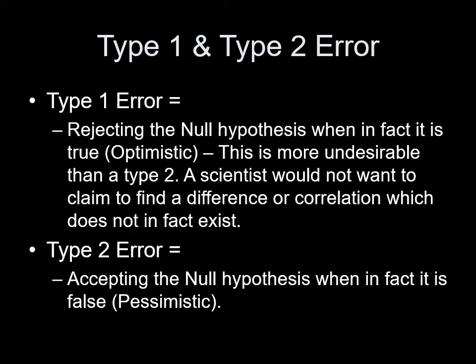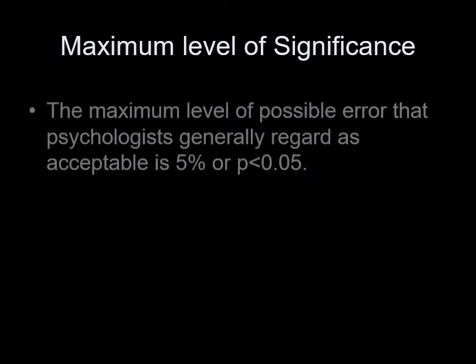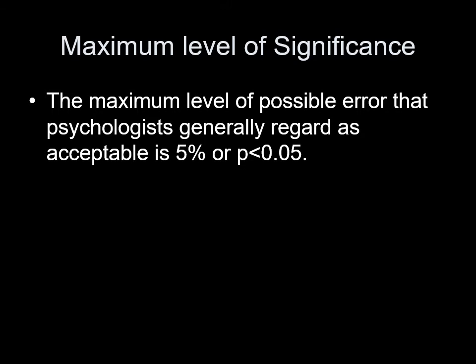Now, scientists would ideally make these errors more than they would type 1 errors. You're better off being pessimistic than optimistic usually, right? And that's kind of the approach that is usually taken. There's always this trade-off between type 1 errors and type 2 errors, okay? And you have to find this acceptable balance, in terms of what level of type 1 and type 2 errors you are accepting.